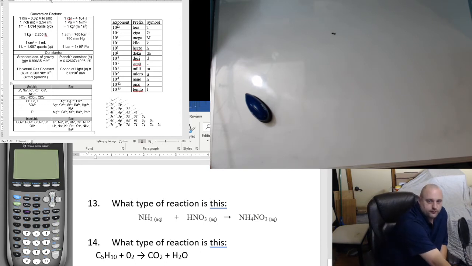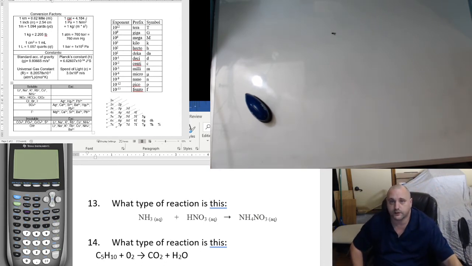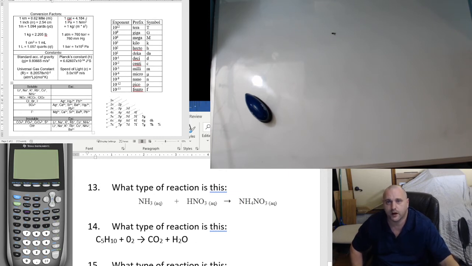All right, 13. So this is pretty straightforward. Scroll over here. It says what kind of reaction is this? I've got NH3 plus HNO3. This initially would look like an AB plus a CD, but notice I only have one product. I took these two pieces, and this is an important lesson about synthesis reactions. It doesn't have to be just elements adding together. We get two compounds and they come together. The key is only one product. So this is synthesis or combination.